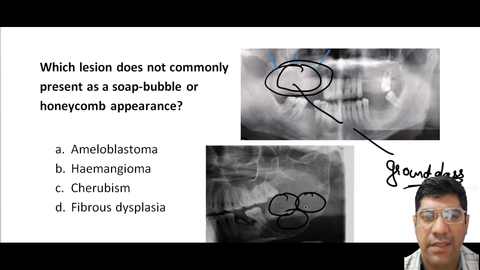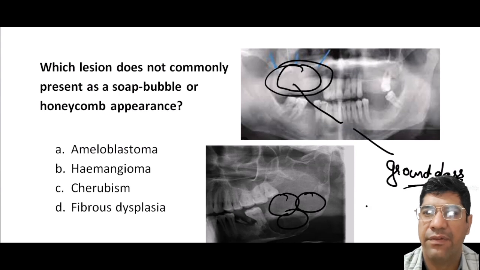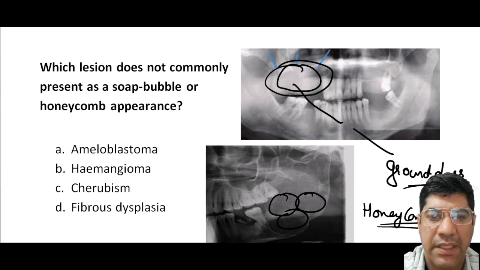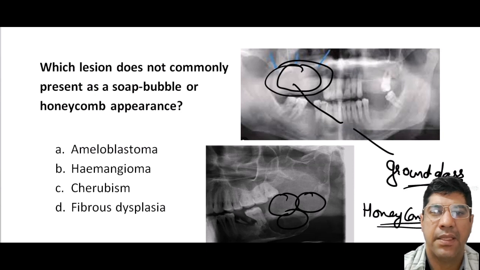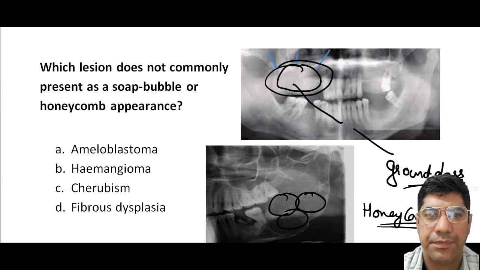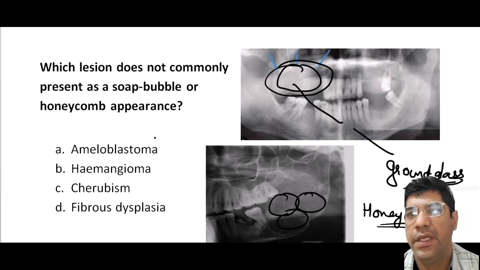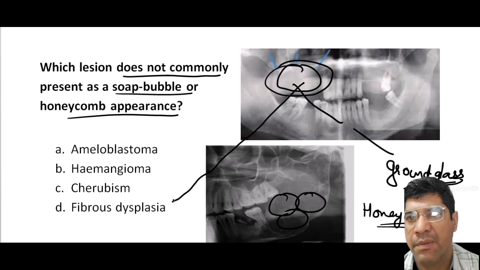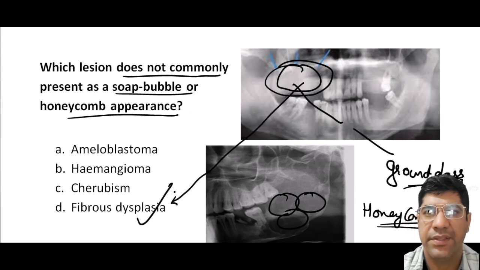Whereas the honeycomb appearance is characterized by small uniform round translucent areas that are closely packed together, just like the cells of a honeycomb. The honeycomb pattern is typically smaller and more uniform in size. They are separated by thin bony partitions or septa. So your answer to which lesion does not present with a soap bubble or honeycomb appearance is fibrous dysplasia, where a ground glass appearance is seen.